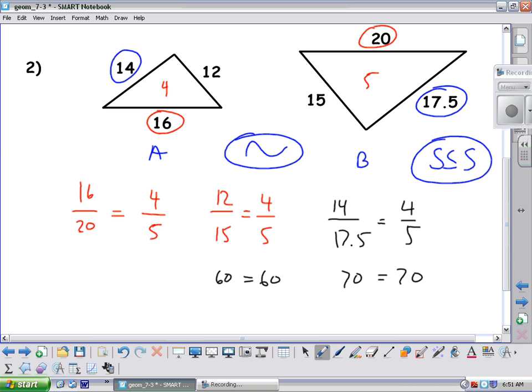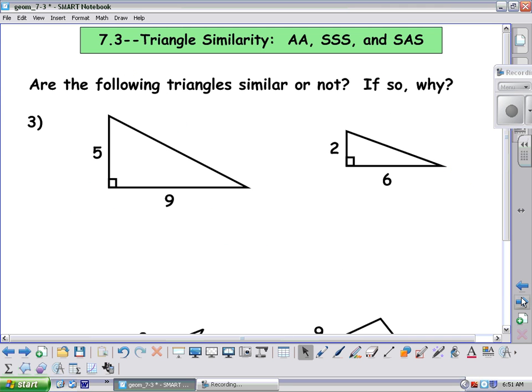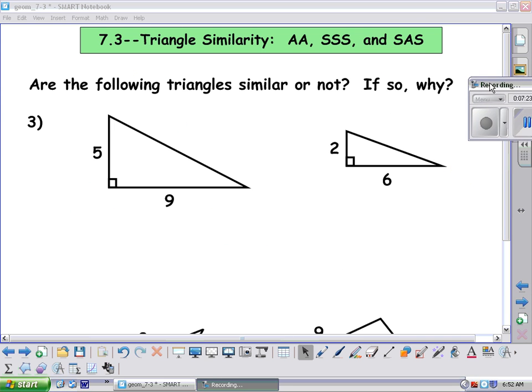Okay, the reasoning is side, side, side. The ratios hold. All right, let's go ahead and move into the next couple examples here. And this is basically your skill: two triangles, are they similar or not? That's your lesson. There's nothing more really to it.